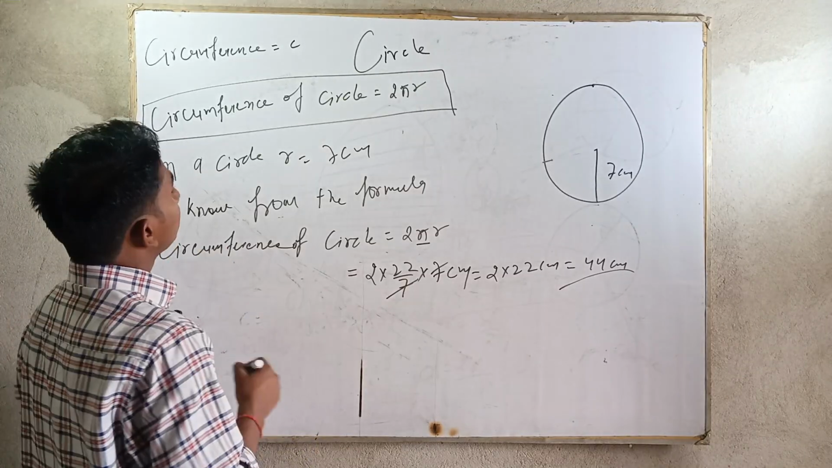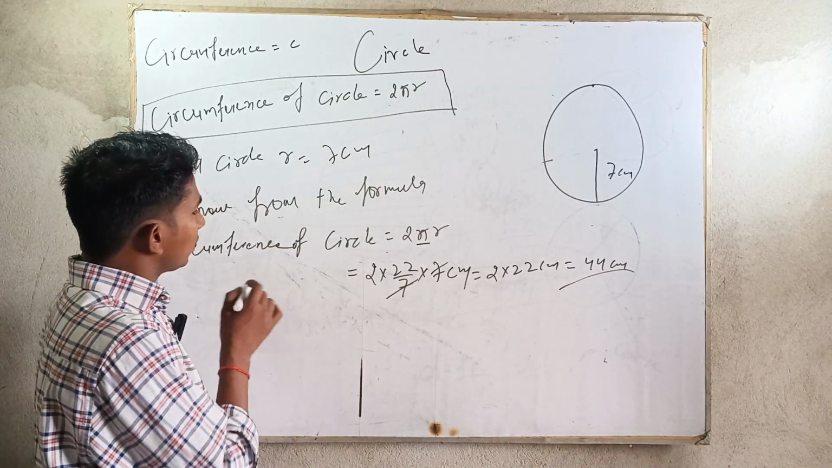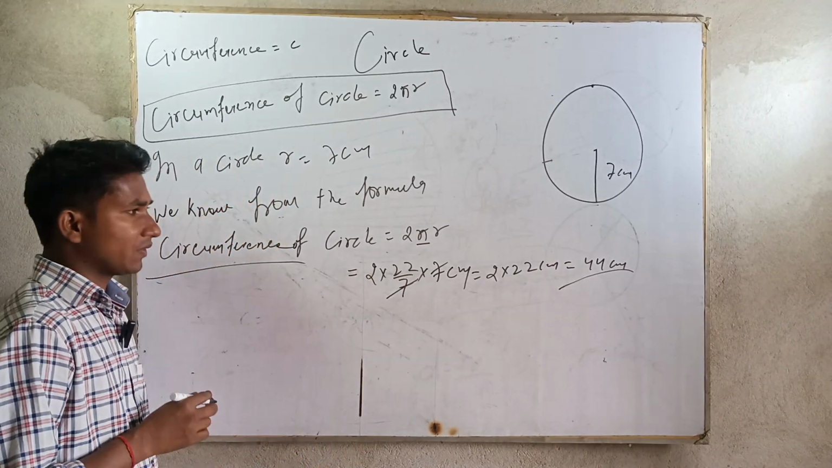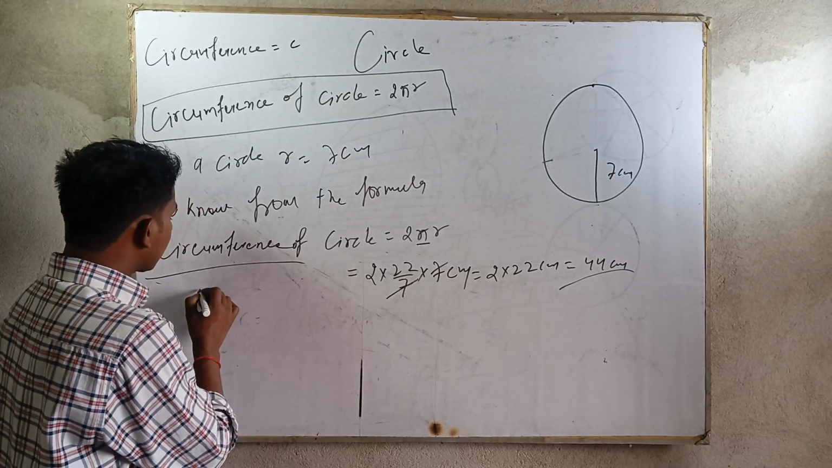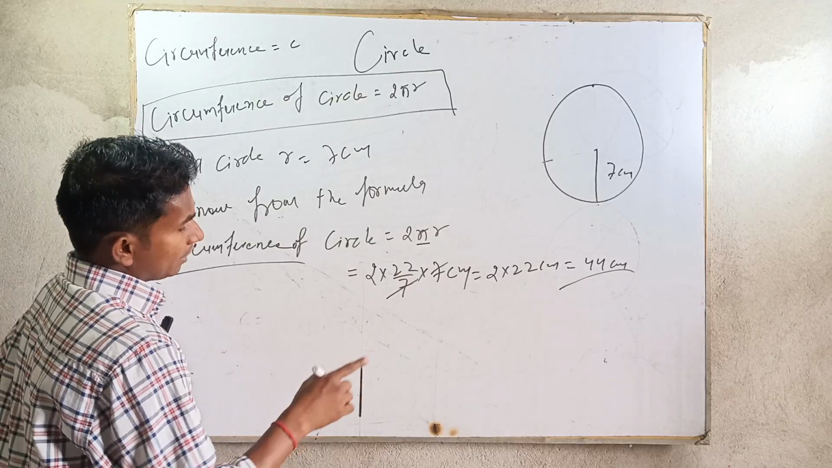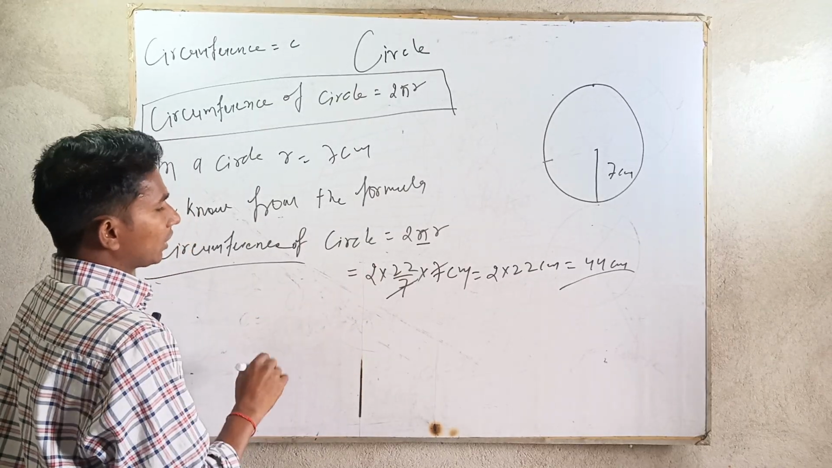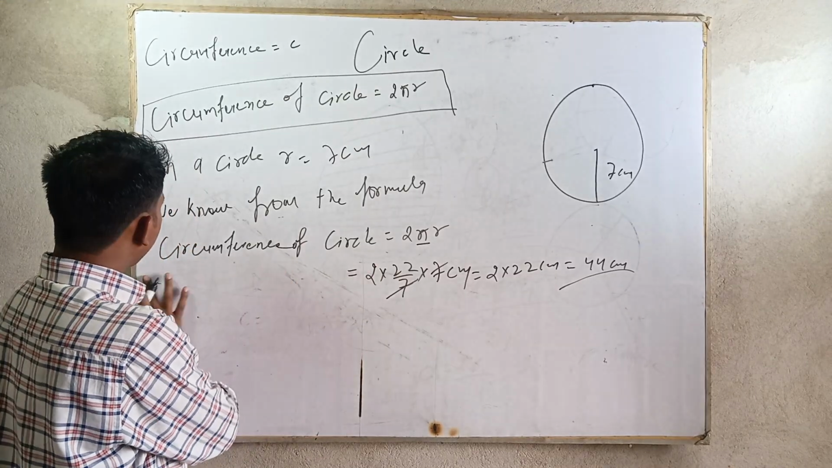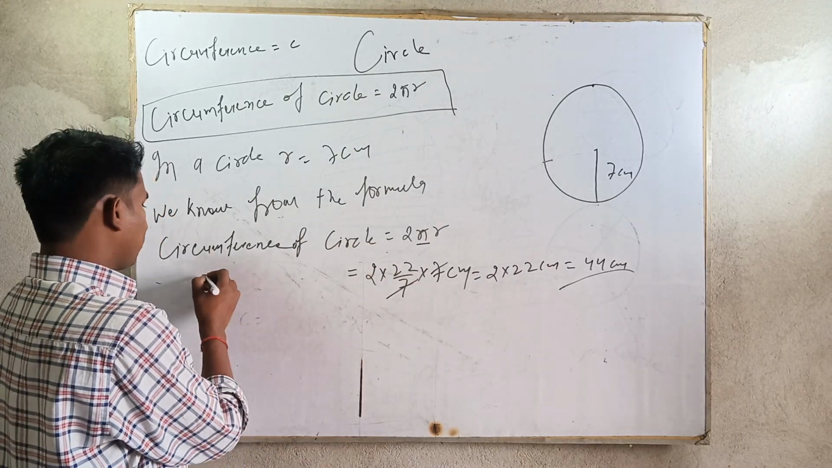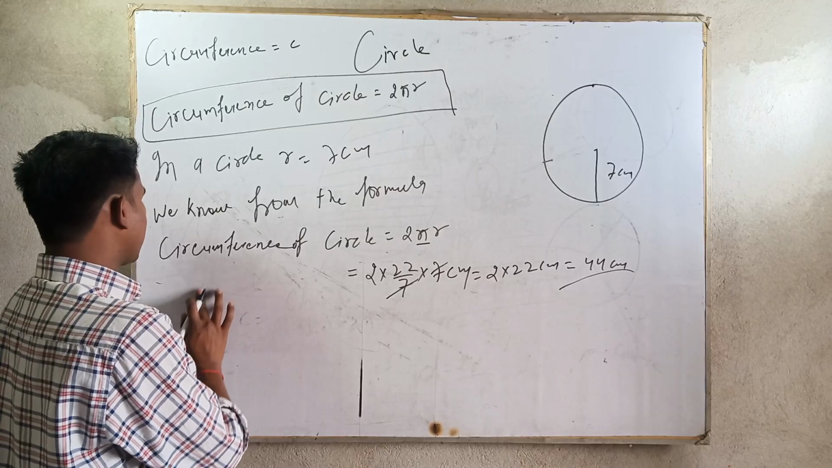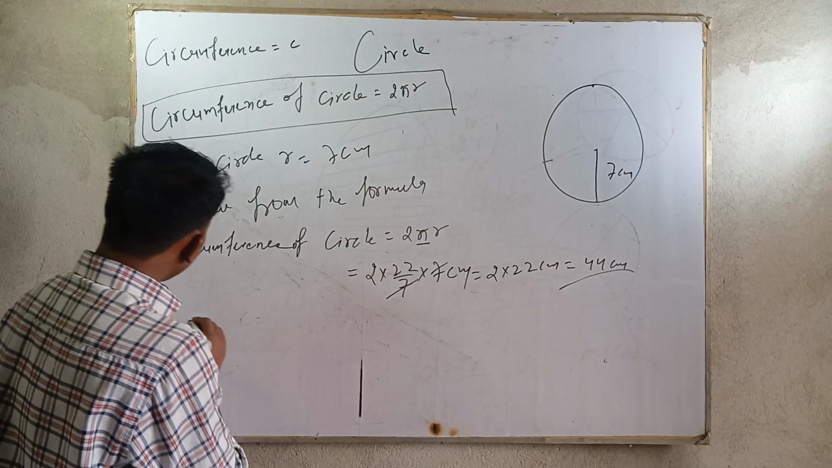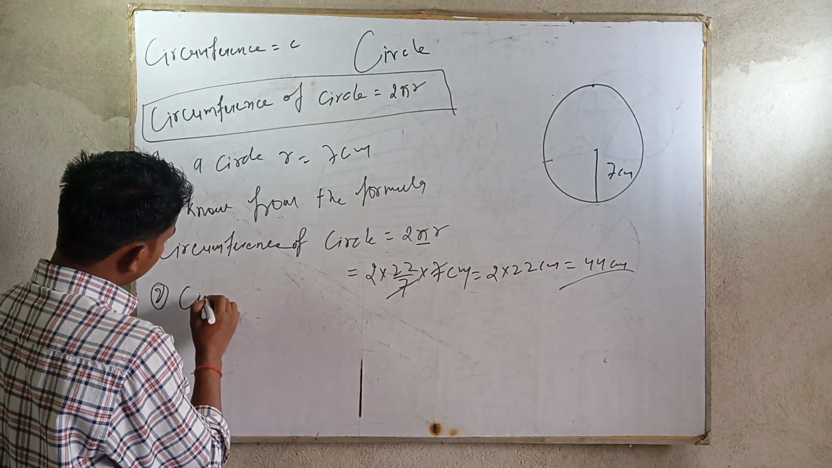So it is a means to find out its circumference. Sometimes it is also given that the circumference is given, and you must find out the diameter of the circle. Instead of this circumference, I will write a value. Suppose 88 centimeter is given as the circumference.